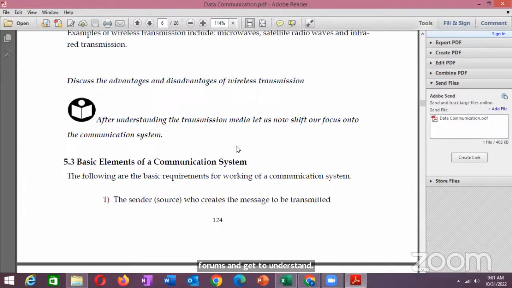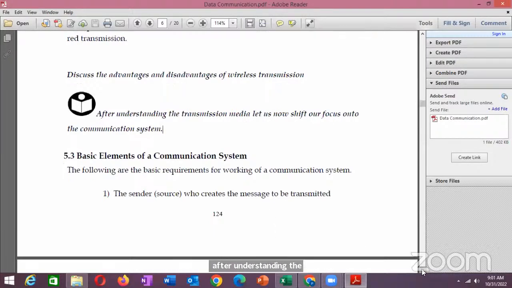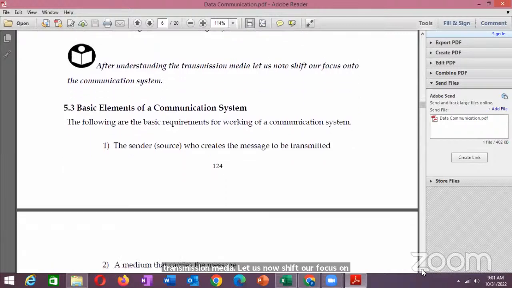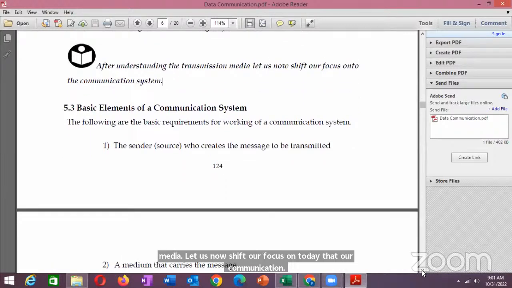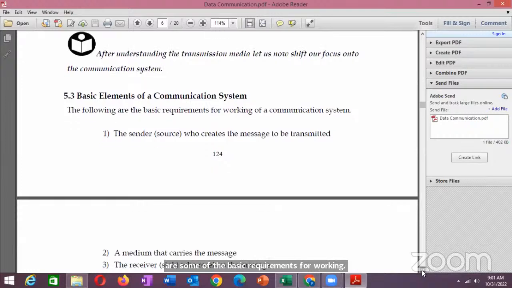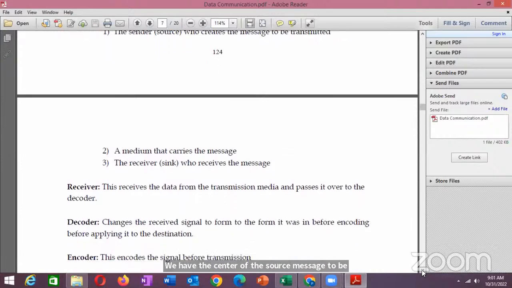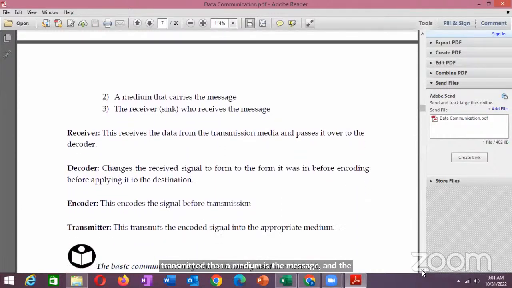Then after understanding the transmission media, let us now shift our focus onto data communication. The basic elements of a communication system: the following are some of the basic requirements for the working of a communication system. We have the sender or the source, who creates the message to be transmitted, then a media that carries the message, then the receiver who receives the message.